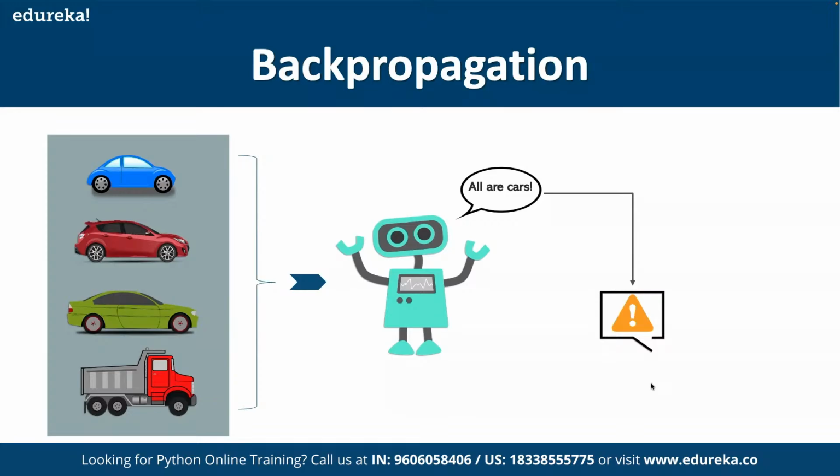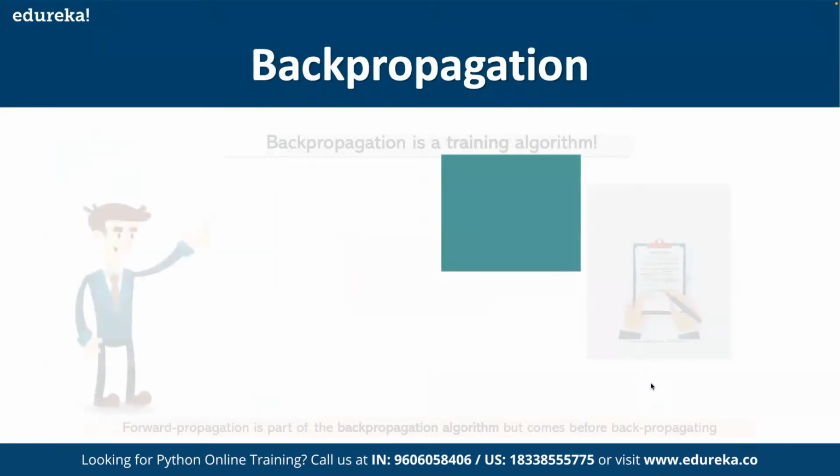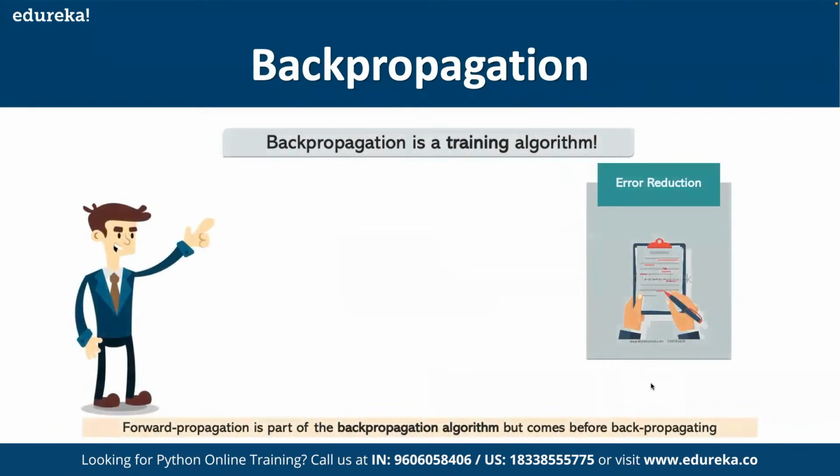So in order to do the training and fine tuning, we make use of the backpropagation technique. Backpropagation is a training algorithm which helps us fine tune my neural network. It helps the neural network learn from patterns in a much better way. The goal of backpropagation is to reduce the value of loss, or the value of error.